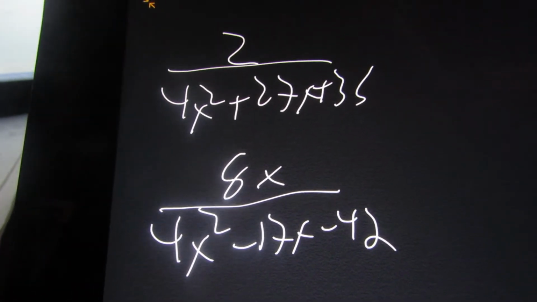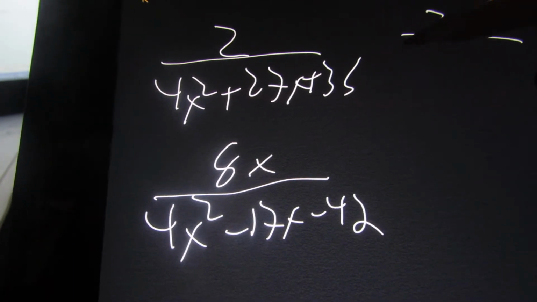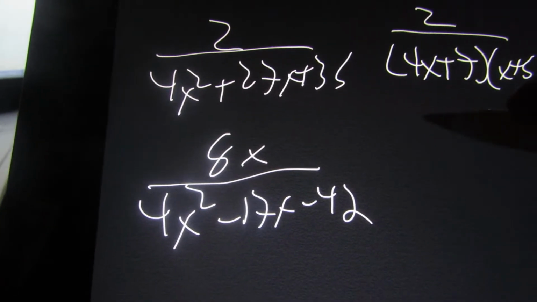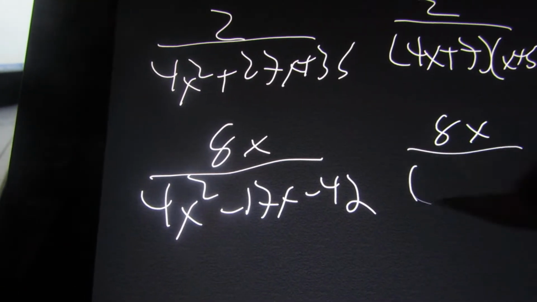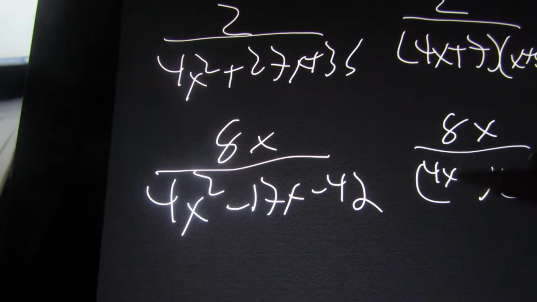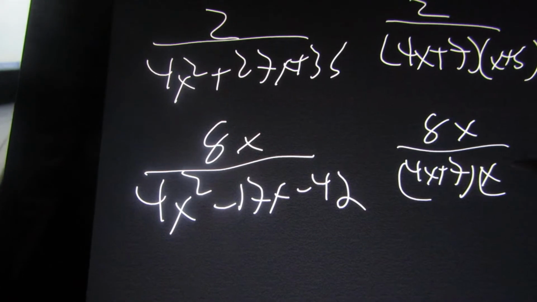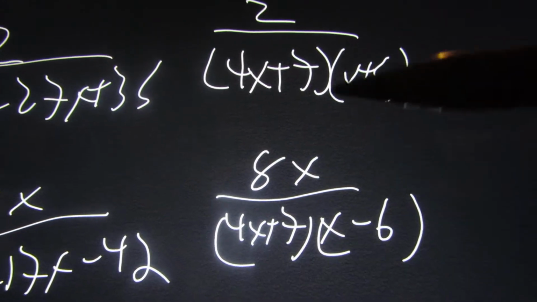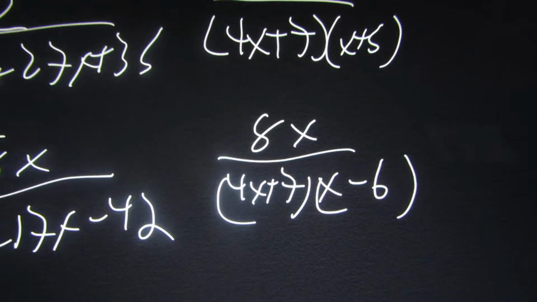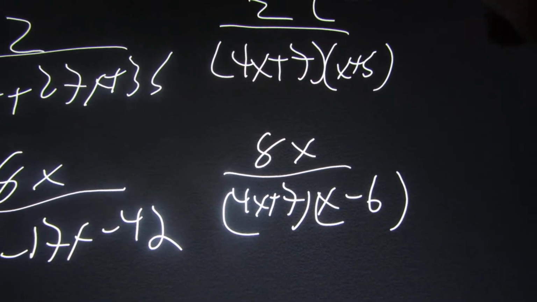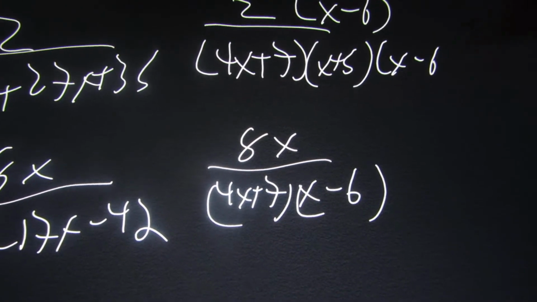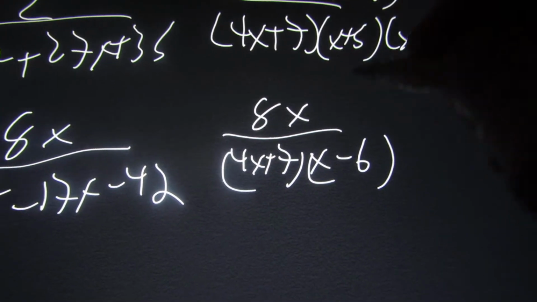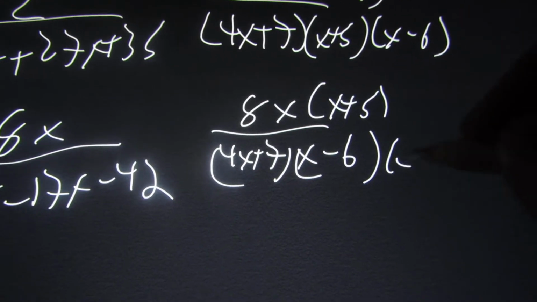So first off, we're going to factor both of them. So we're going to have 2 over 4x plus 7 and x plus 5, and 8x over 4x plus 7 and x minus 6. Okay, so we have 4x plus 7 in both of them, but in the first one, we do not have x minus 6. So we need to multiply both top and bottom by x minus 6. And for the bottom one, we don't have x plus 5. So we need to multiply both by x plus 5.